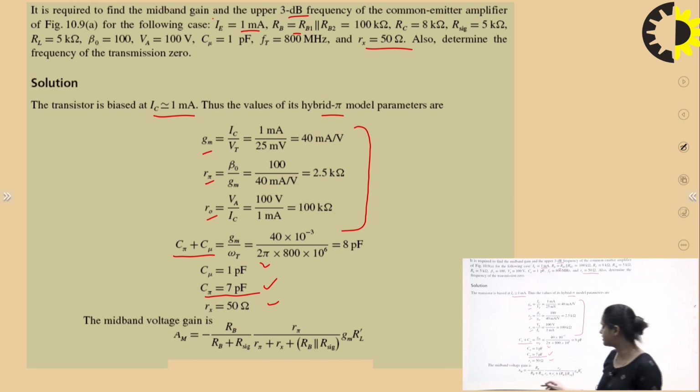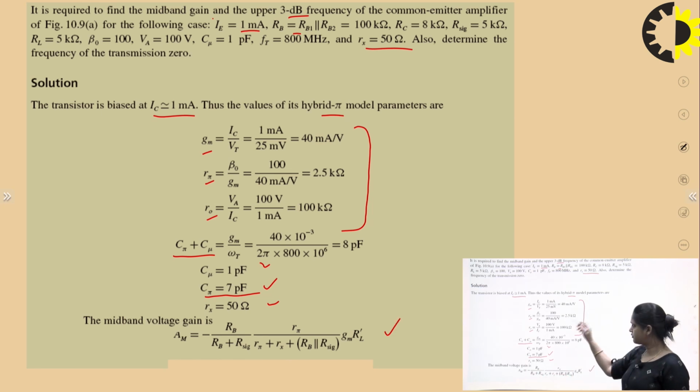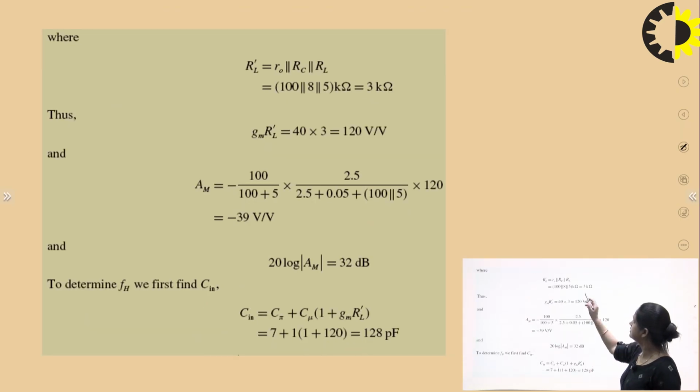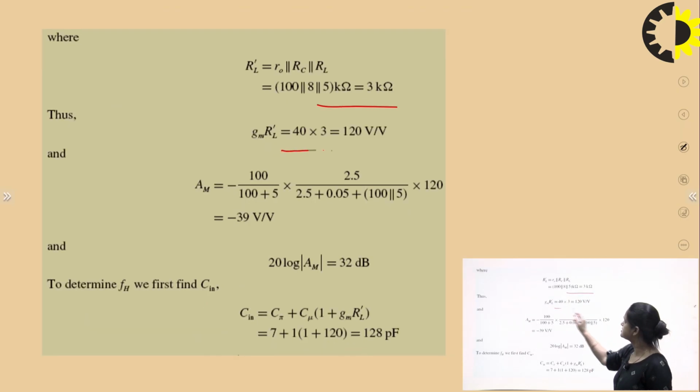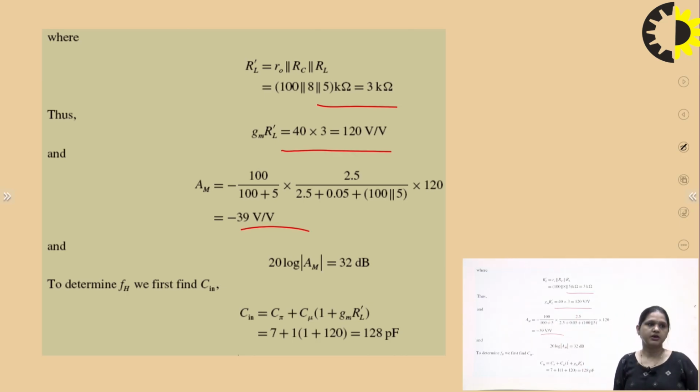Now easily you can calculate the mid-band gain. You have to just put these values in this expression. So this is RL dash, this is gm RL dash, and this is the value of AM, the mid-band gain. By using the values of RL dash and gm RL dash, you can calculate the mid-band gain. So just use the formula. You can convert it into dB. So this is 32 dB.